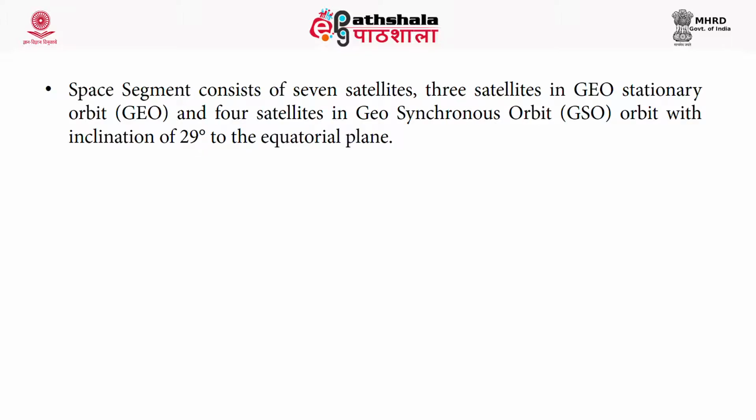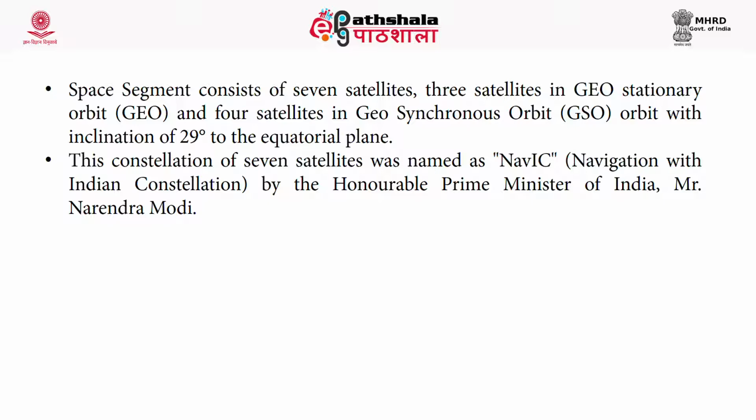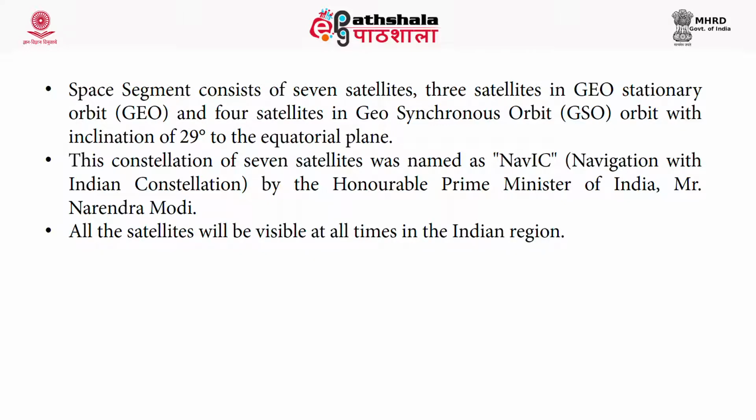The space segment of IRNSS consists of 3 satellites in geostationary orbit and 4 satellites in geosynchronous orbit with an inclination of 29° to the equatorial plane. The constellation of these 7 satellites was named NavIC, which stands for Navigation with Indian Constellation, by the Honorable Prime Minister of India, Mr. Narendra Modi, during the launch of the 7th satellite. All the satellites will be visible at all times in the Indian region.